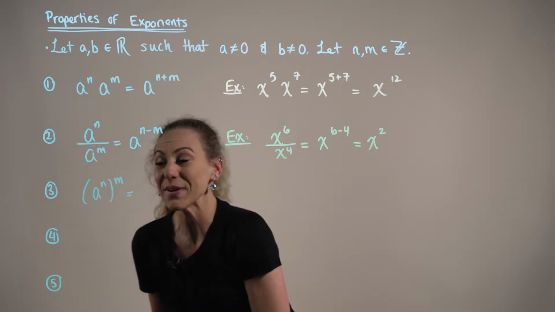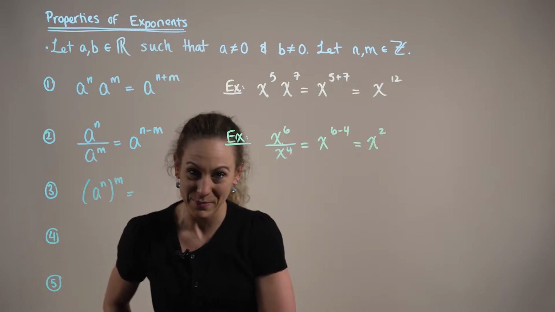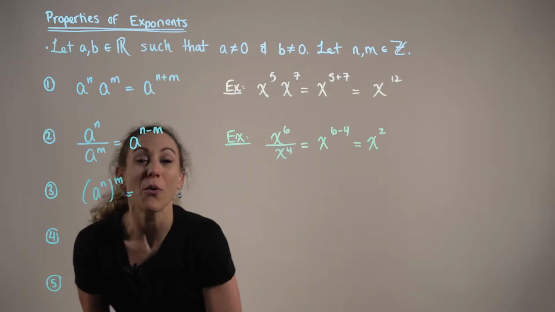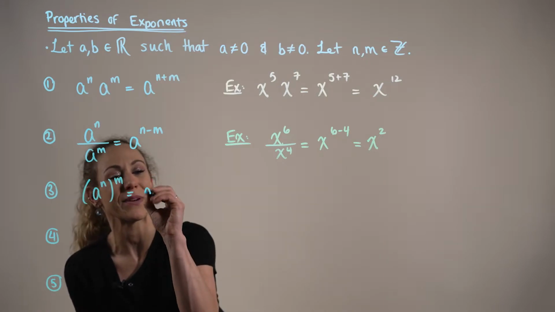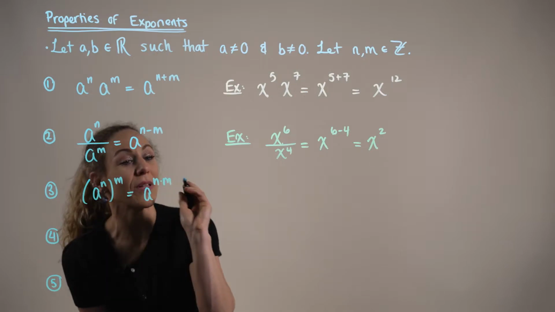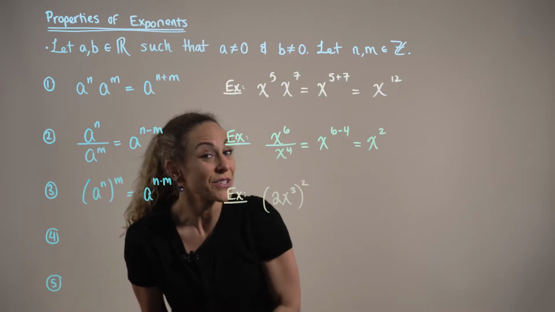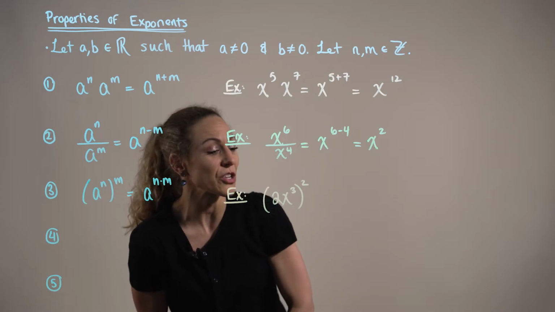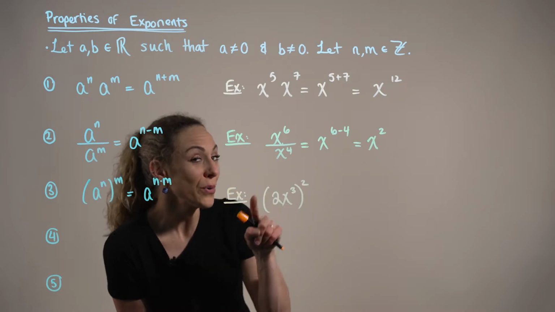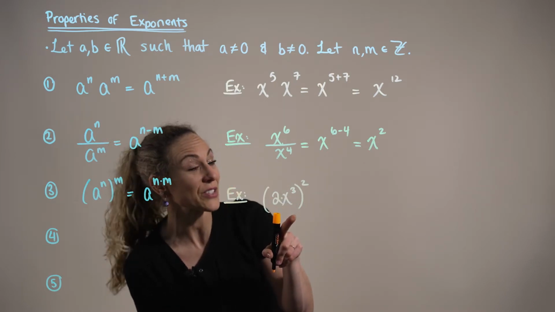Now with property 3, observe that we have an exponent raised to another exponent. So in this case, with exponents raised to exponents, we can multiply those two exponents together, leaving us with a to the n multiplied by m. For example, suppose that we're asked to simplify the expression 2 times x cubed, all squared. Notice within the parentheses, we have two terms. We have 2 times x cubed.